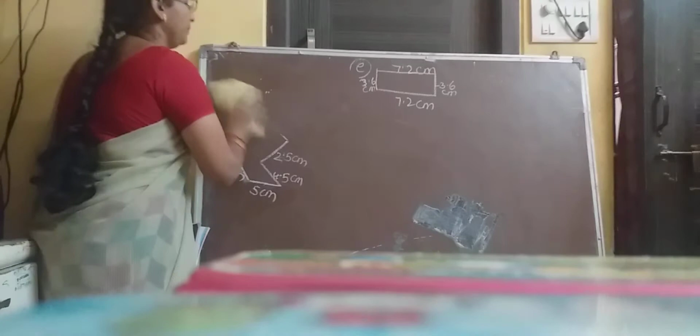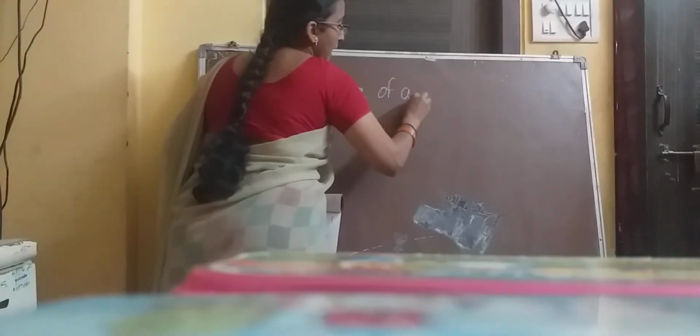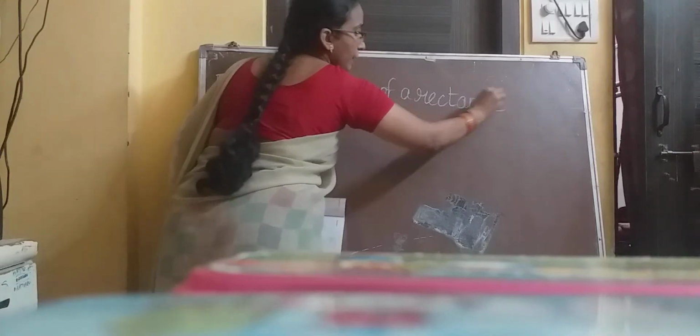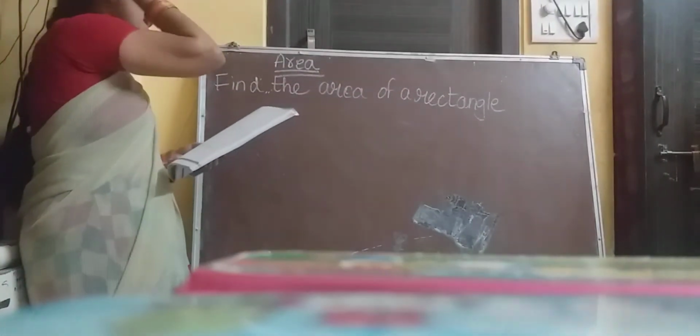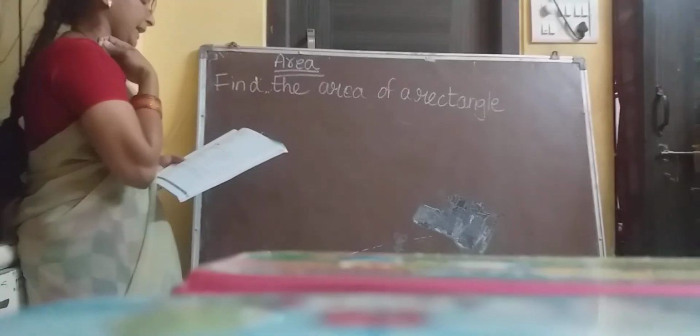Now on a fresh page write area. Perimeter is finished, now area. Yes, now you see, find the area of a rectangle. What is the formula for the area of a rectangle? L into B. Yes, L into B.